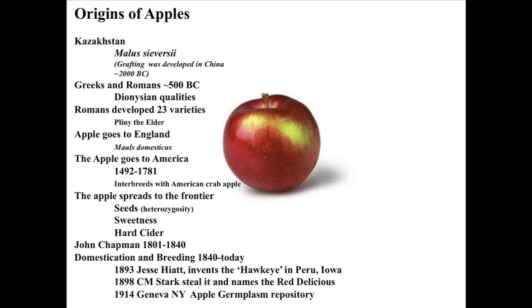And the apple made the trip to North America with the colonial invasion of North America. There were no apples in North America prior to the European invasion. And the apples in North America interbred with American crab apples, and so the genetics spread. And the apple spread further into the frontier as people moved from the Northeast west.